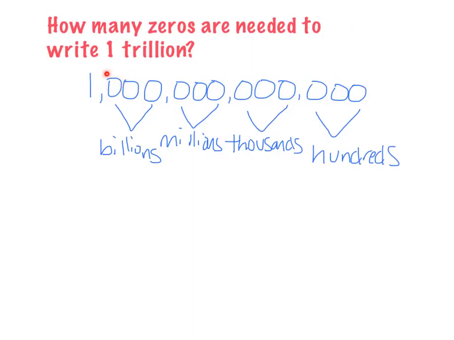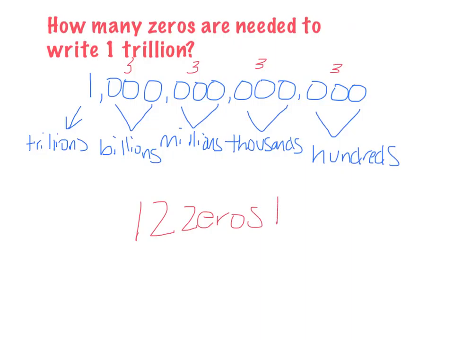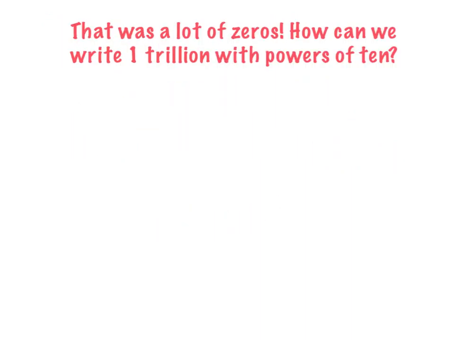And then we're going to move our last place value to write the number 1 trillion, and this is the trillions place. So altogether, we needed 3, 6, 9, 12 zeros. That was a whole lot of zeros.